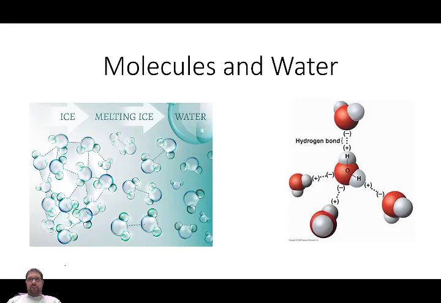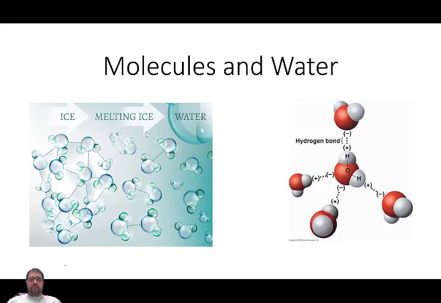We are going to continue discussing chemistry. Last time we discussed basic chemical properties, like what atoms are made out of: protons, neutrons, electrons, that kind of thing. Now we're going to talk about what occurs when you combine atoms, which makes a molecule. And we're going to talk about the properties of one of the most important molecules, water.